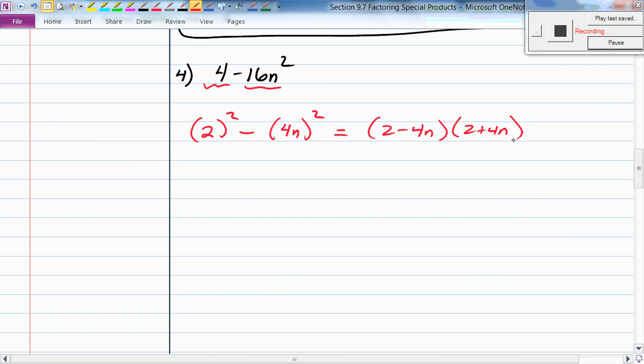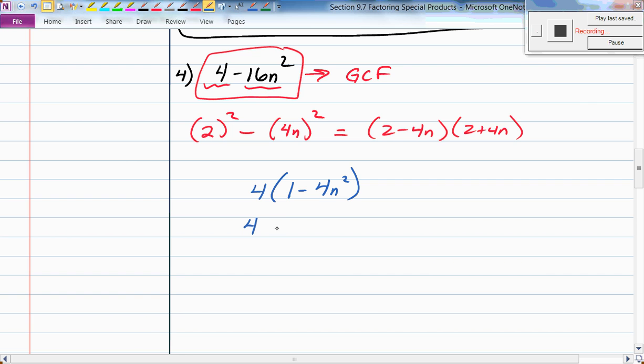Now, technically, we could have gone about this another way, right? Actually, the very first thing that we have to do on the factoring flowchart is factor out the greatest common factor. And is there a greatest common factor here? Yeah. There is. What is it? It's 4. So I would factor out a 4, and I would have a 1 minus 4n squared. See that? So this is still the difference of 2 squares.